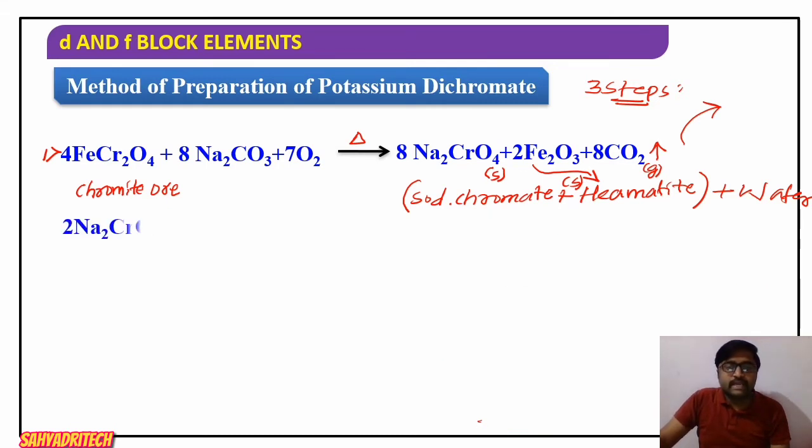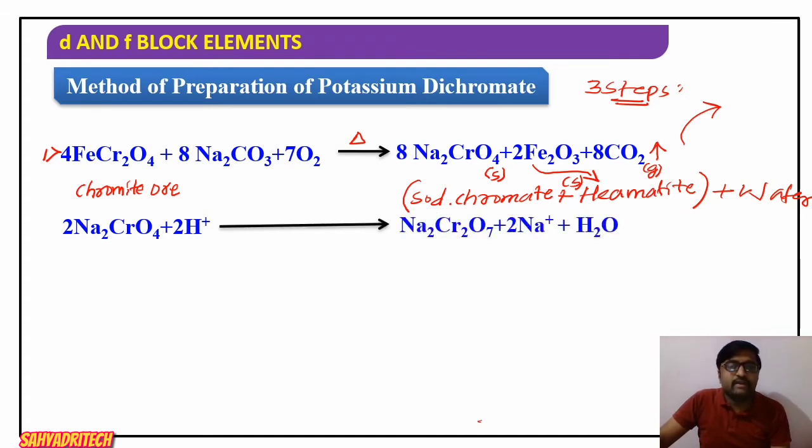Now coming to the second step of the reaction. The sodium chromate obtained, which we collect on filtration as aqueous sodium chromate, is acidified with mineral acids, like sulfuric acid. So when sodium chromate is treated with an acid like sulfuric acid, what happens?